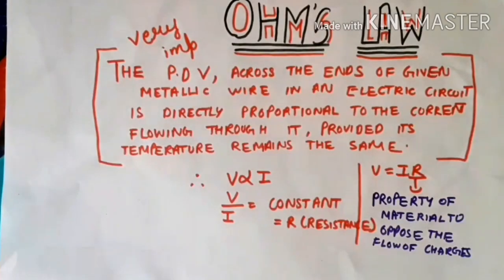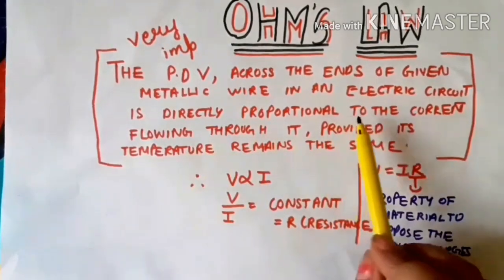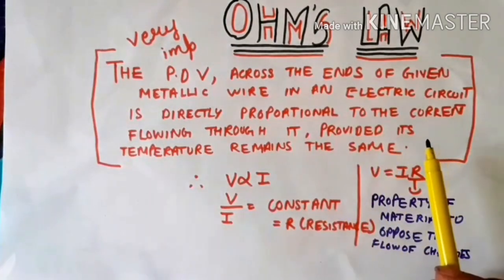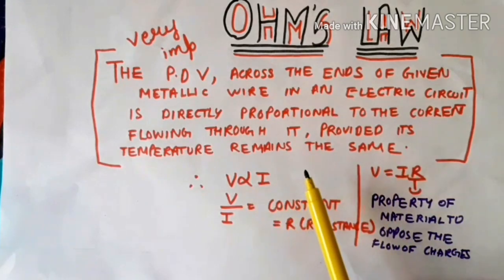Guys, now we'll state Ohm's law, which is very important and always comes in the exam. The statement always comes in the exam for 1 or 2 marks, so please learn it properly. It is very, very important. The statement is that the potential difference V across the ends of a given metallic wire in an electric circuit is directly proportional to the current through it, provided its temperature remains the same.